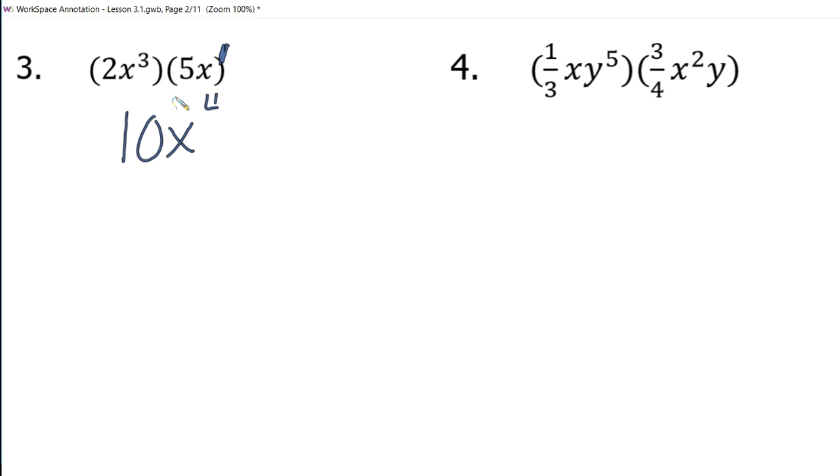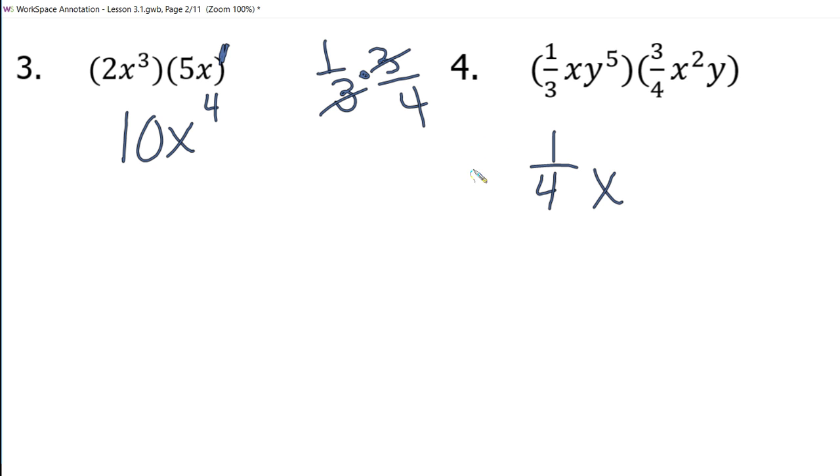Number 4, we need to multiply the coefficient. So we need to multiply 1/3 times 3/4. What happens with these 3's? They cancel. So 1/3 times 3/4, what does that equal? 1/4. Now, what would go next, the x or the y? The x. Alphabetically, x would come first.